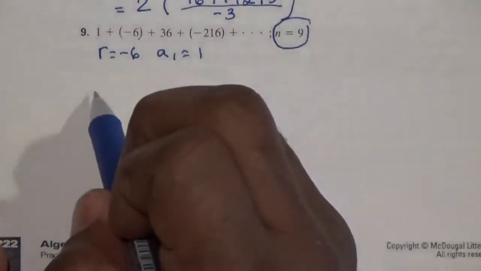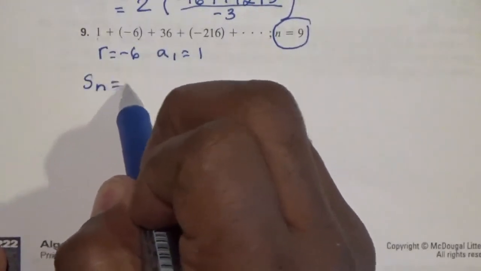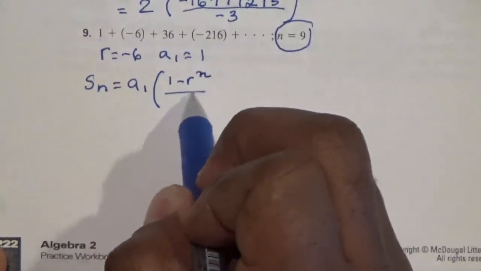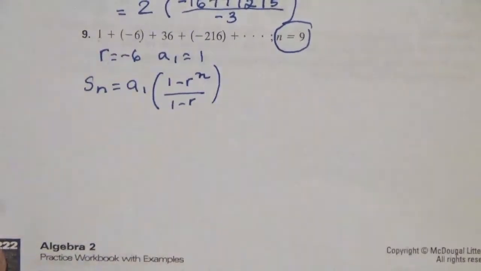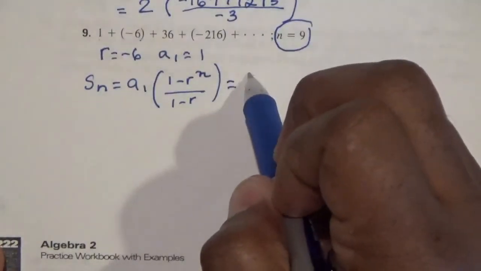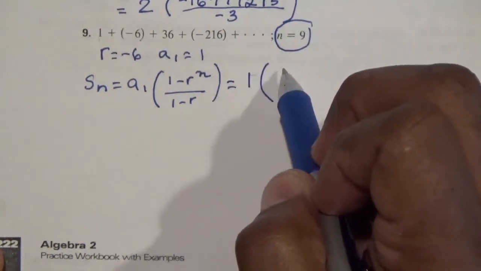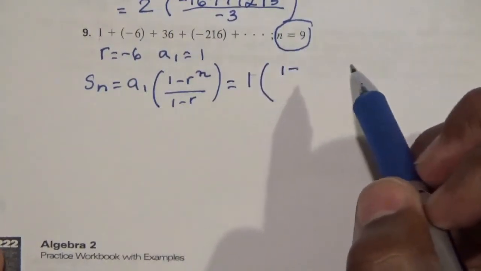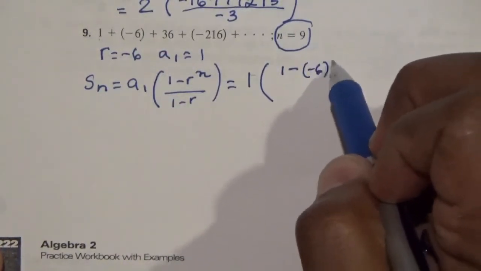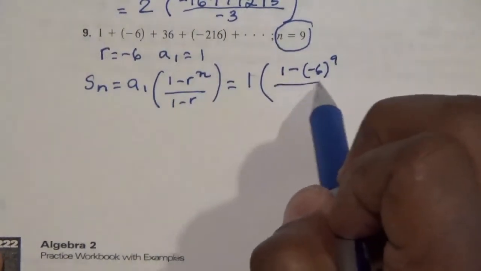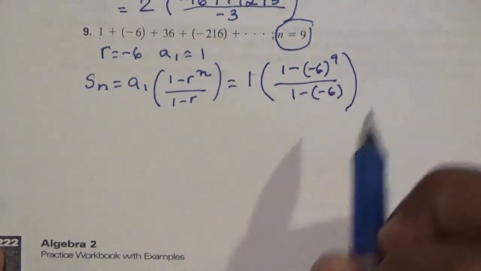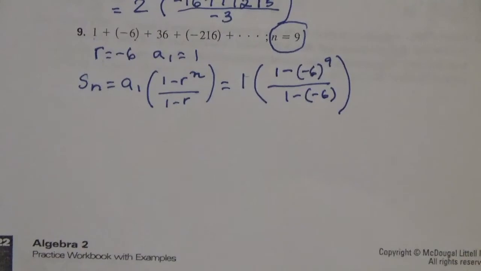So let's write the formula. S sub n is equal to A1 times 1 minus r to the n over 1 minus r. Plugging in, it's 1 times 1 minus a -6 to the 9th, all over 1 minus a -6. Good job, good idea to put that in parentheses like that.